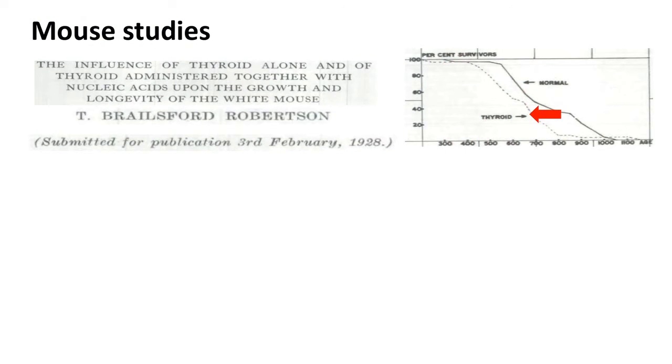Some 90 years ago, Dr. Robertson reported on studies which he performed in mice where he administered desiccated thyroid extract. And what he noticed was a 15-week shorter survival when these mice got thyroid tissue. And this is quite significant on a lifespan of about 100 weeks.